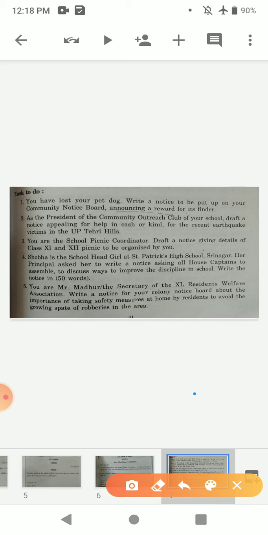So you are Mr. Madhur, the secretary of the Excel Residence Welfare Association. Write a notice for your colony notice board about the importance of taking safety measures at home by residents to avoid the growing spate of robberies in the area.